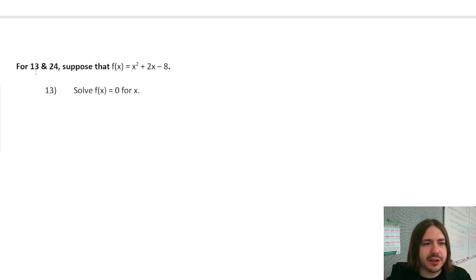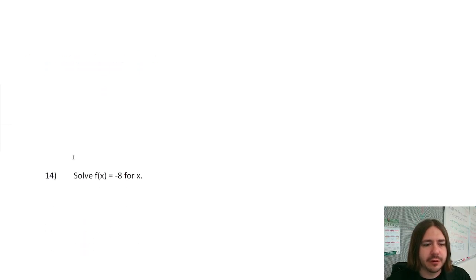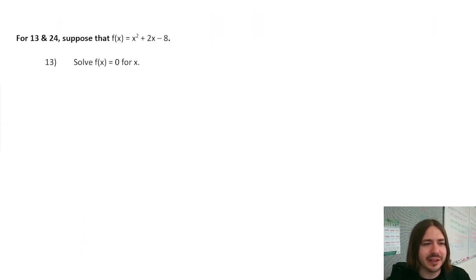And it says for 13 and 24, there's an obvious typo there. Yeah, this should say 14. Make sure to fix that. For 13 and 14, suppose that f of x equals x squared plus 2x minus 8. Solve f of x equals 0 for x.